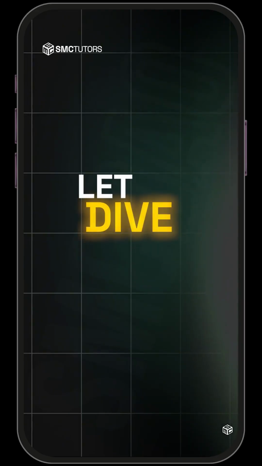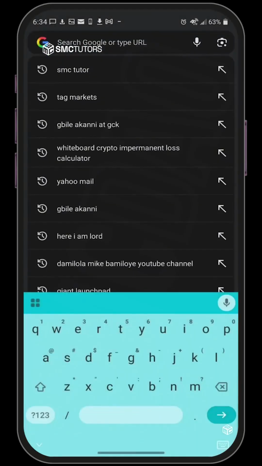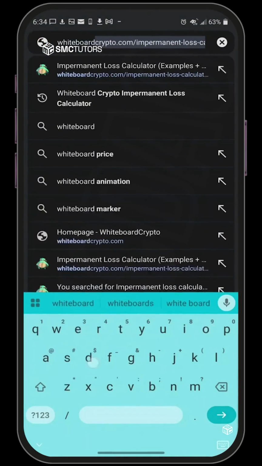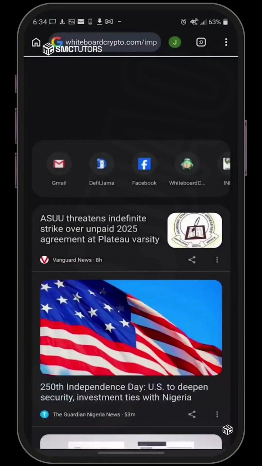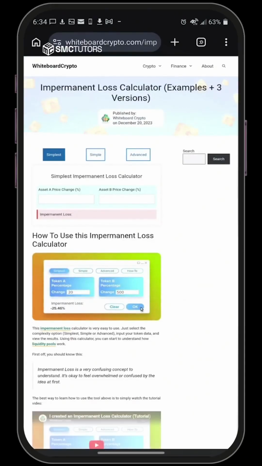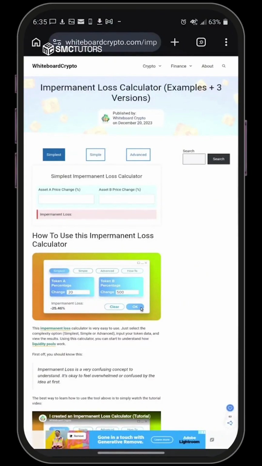Now let's dive right into today's tutorial. First, open your phone or computer browser. In the address bar, simply paste the calculator link, the link we provided in the description. Alright, so open the website. Now here's the calculator interface. You'll notice that there are three calculator options: simplest, simple, and advanced. So let's look at each of them carefully.